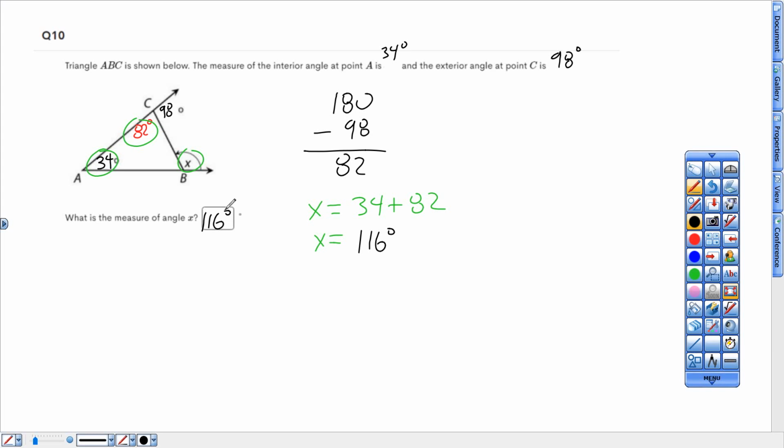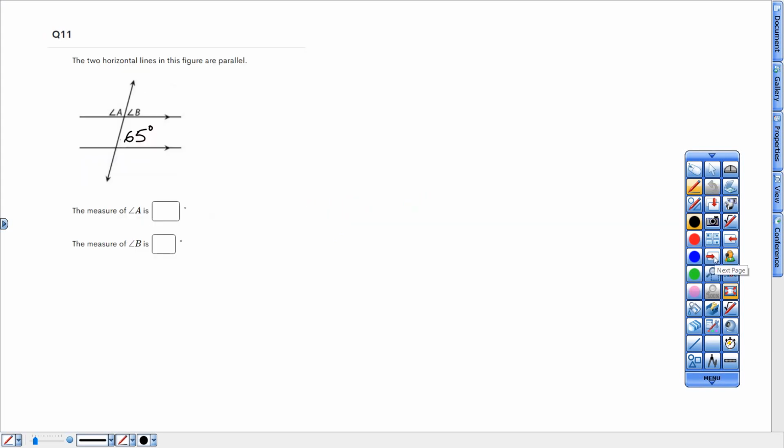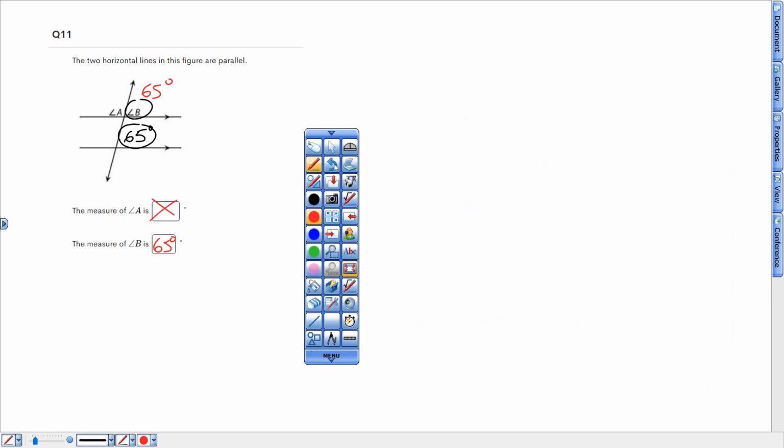All right, number 11. This one, they want you to see that if this is 65, these are corresponding. Those are equal. So if that's 65, then this angle is 65. Angle B is 65. Don't put 65 in angle A. Don't put it there. Angle B is 65. Make sure you read.